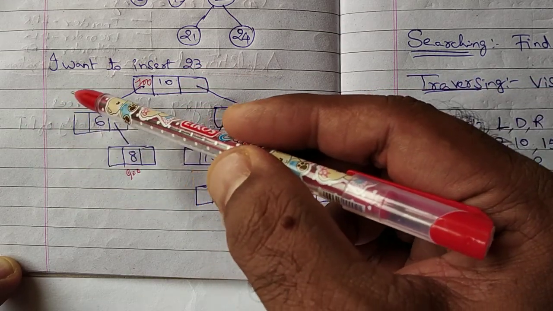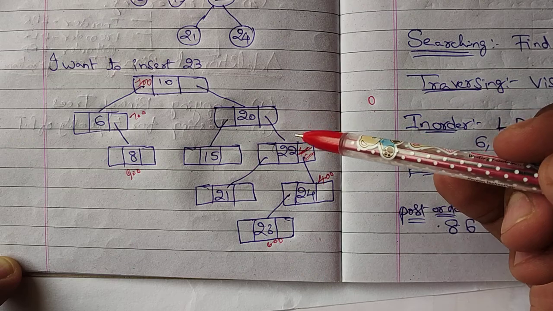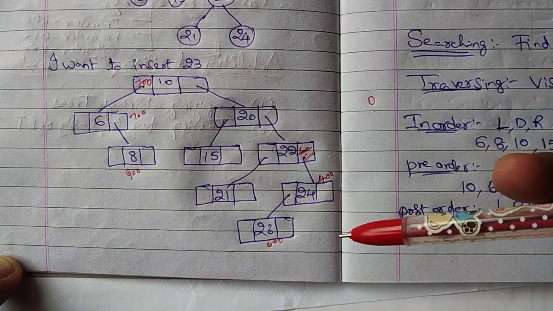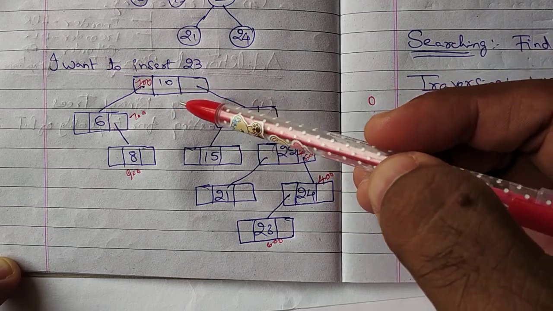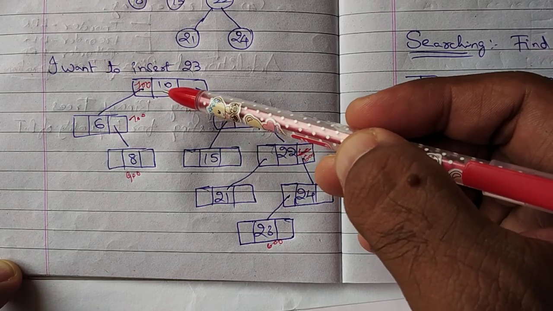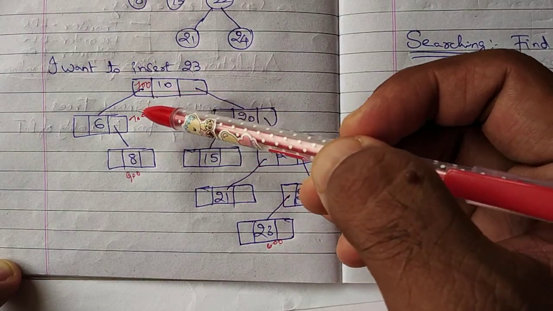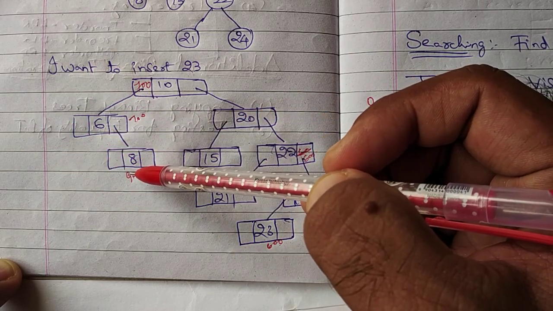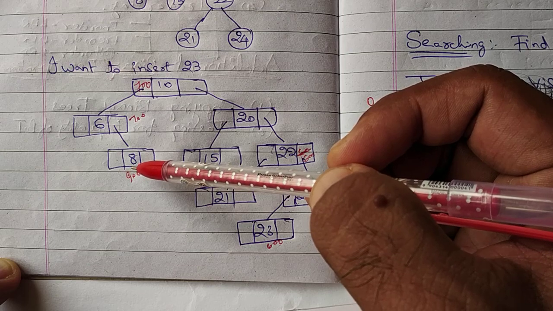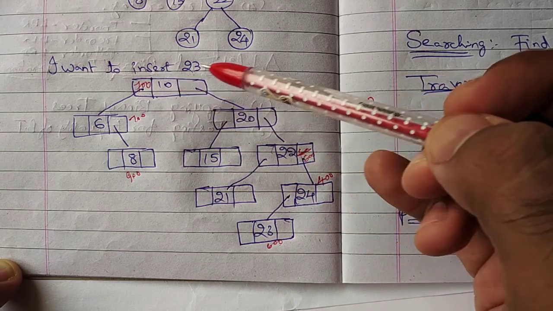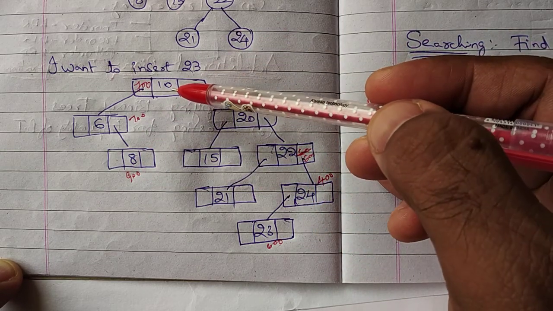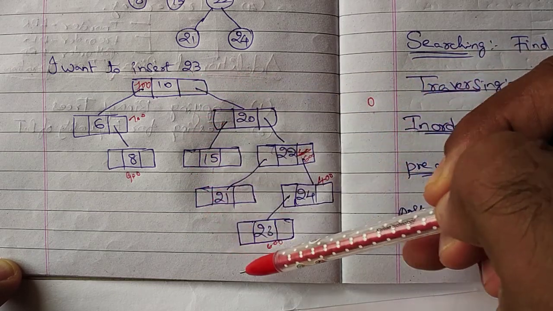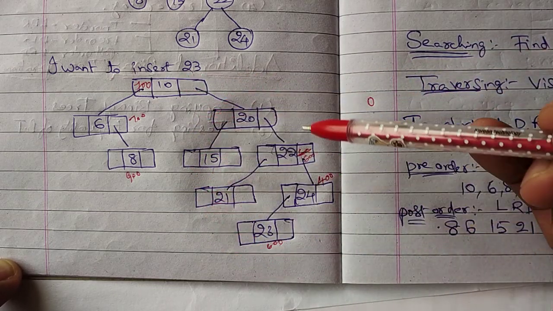The node will be replaced with the largest element from the left subtree or the smallest element from the right subtree. Suppose I want to delete 10, so this node will be replaced with the largest element from the left subtree. What is the largest element? 8. Or, in the other scenario, the smallest element from the right subtree. What is the smallest element?